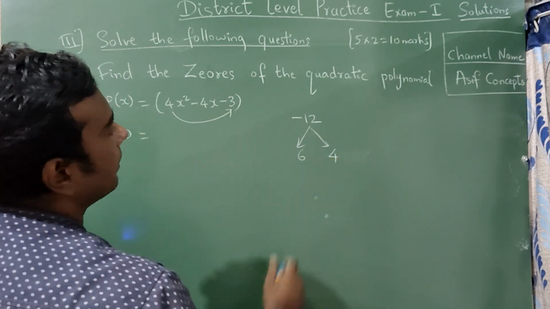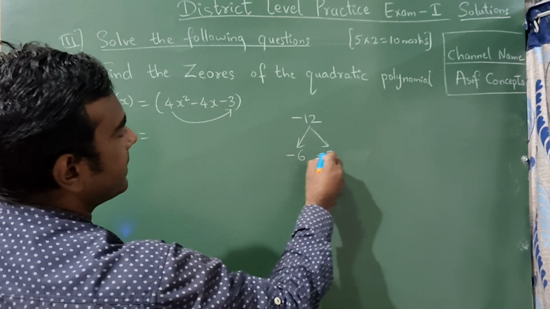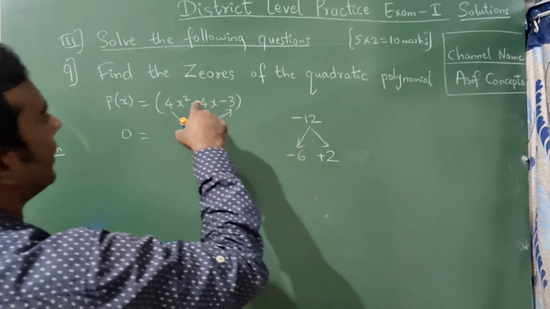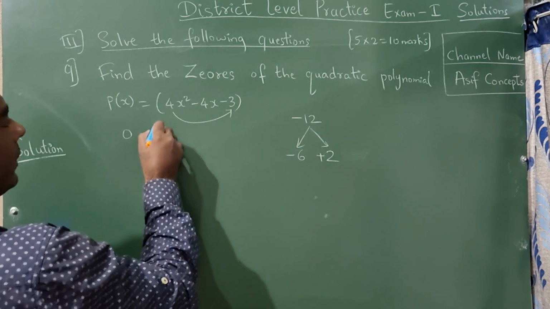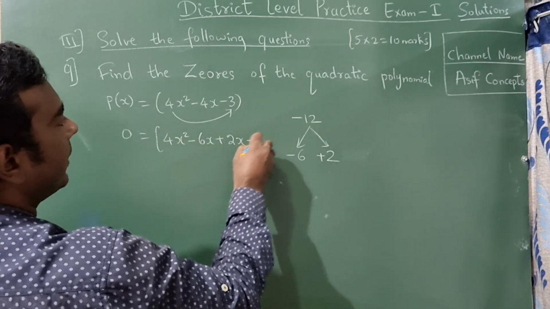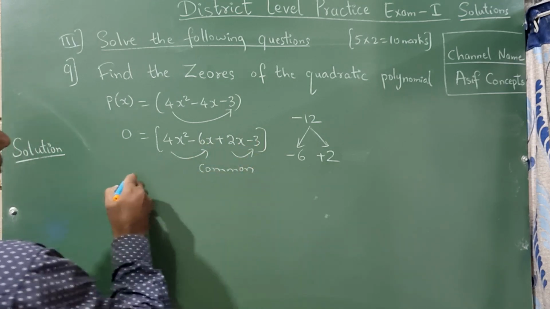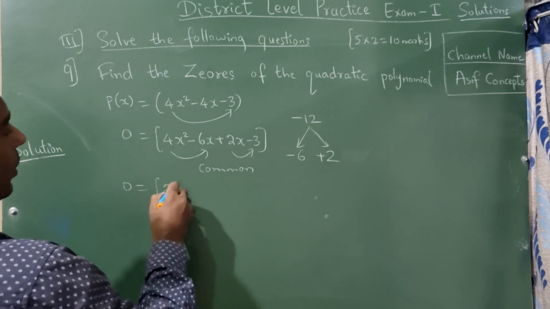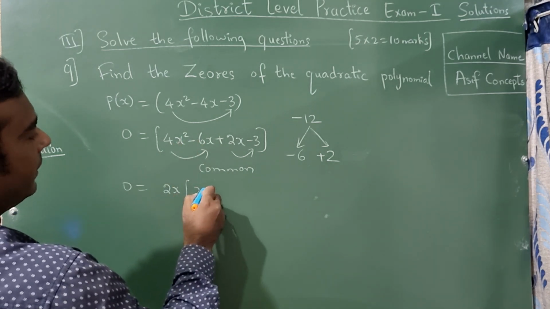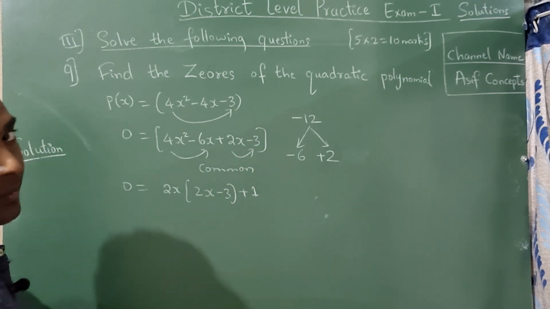Now I can write 6 twos are 12. Okay, minus 6 plus 2, plus into minus is minus, minus 6 plus 2 is minus 4. Now I'm going to write 4x square minus 6x plus 2x minus 3. In this 2 and in this 2, what is common? 2x is common. Now what is remaining? 2x minus 3. In this 2, nothing is common. If nothing is common, then it is 1.